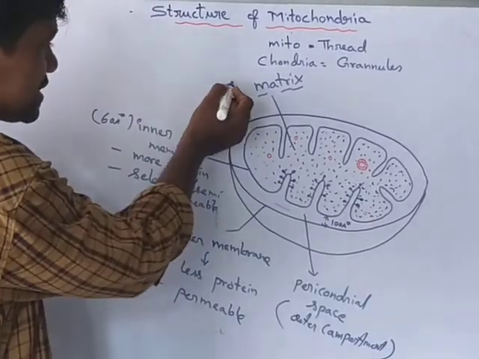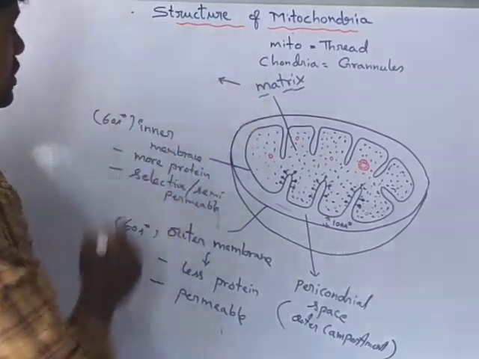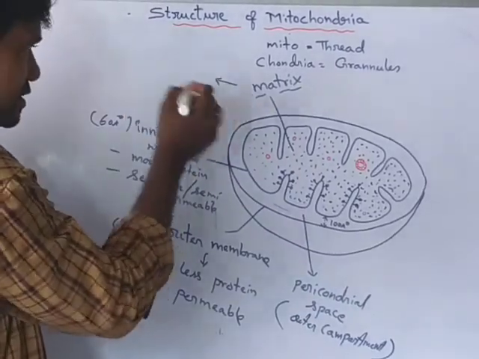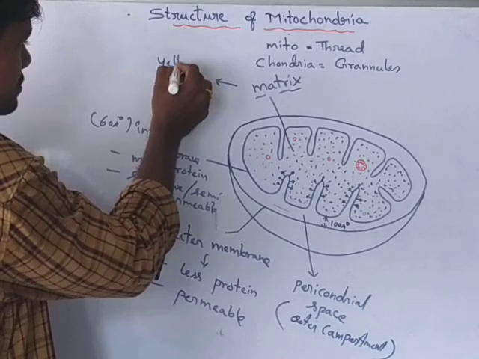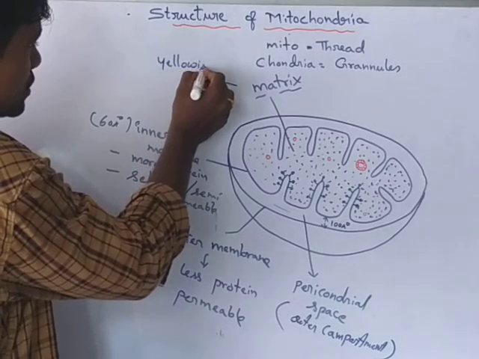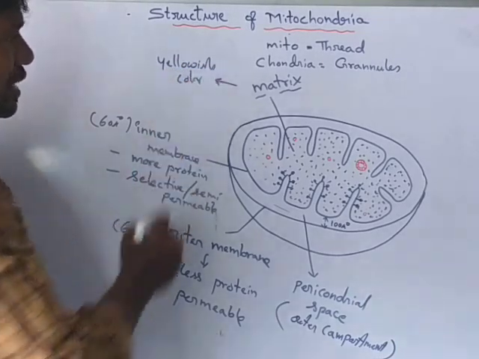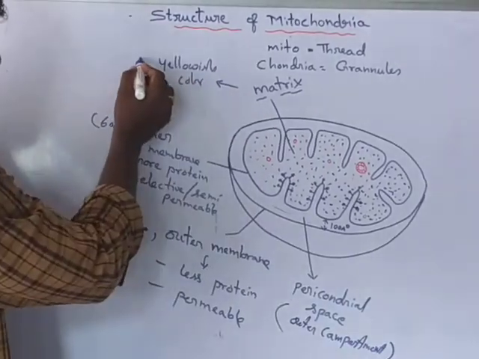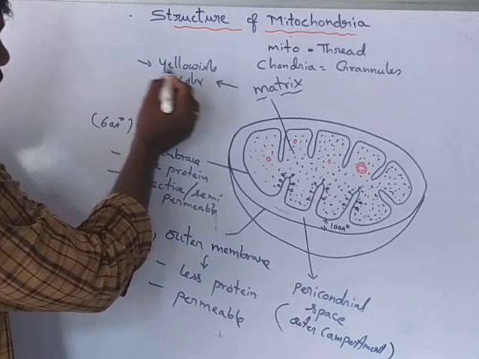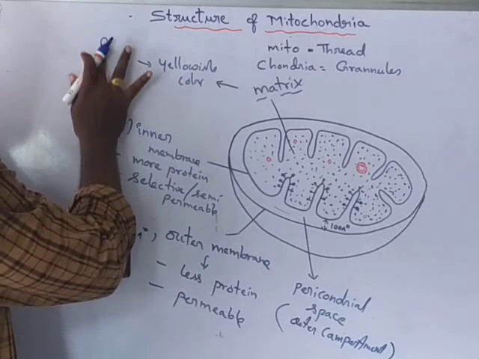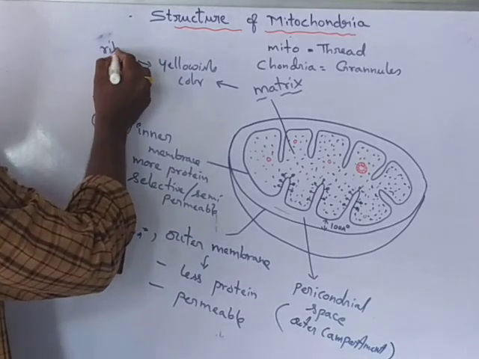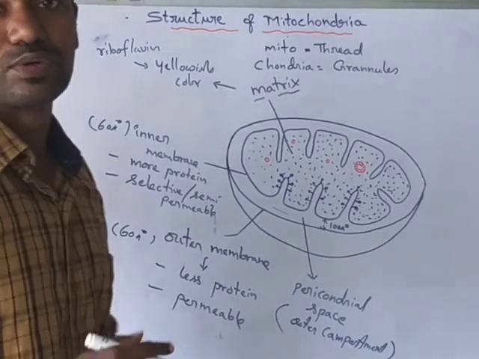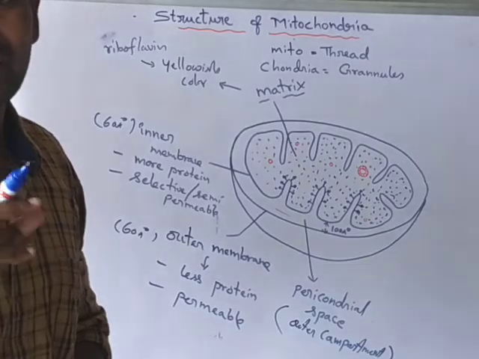The matrix is gelatinous and yellowish in color. Why does it show a yellowish color? Because of riboflavin, so it looks light yellowish.